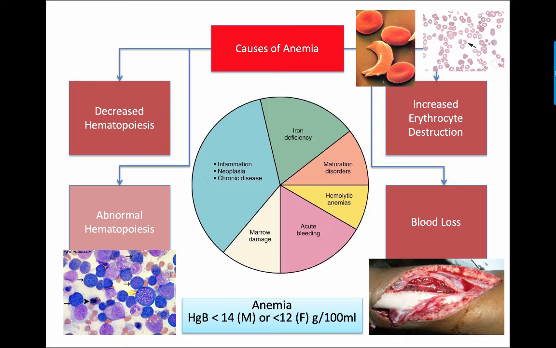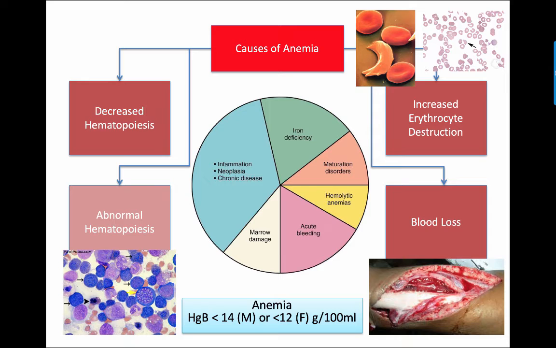You can have abnormal hematopoiesis where the erythrocytes that are produced are just abnormally shaped or abnormally sized. They're either too big or they're too small. So this is where you might think of your folate deficiency anemia. You might also consider the loss of iron as well. That fits into the abnormal hematopoiesis category.